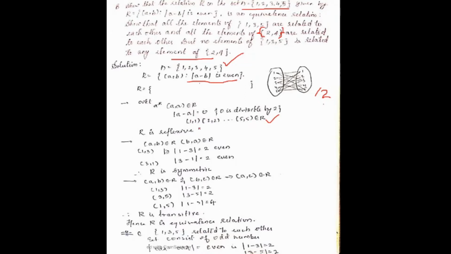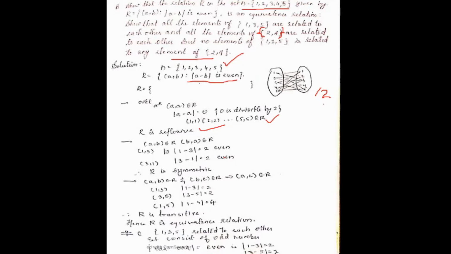Correct? So R is reflexive. Next comes: (A, B) belongs to R and (B, A) belongs to R. So (1, 3): 1 minus 3, mod is 2, this is divisible by 2, so even. (3, 1): 3 minus 1, mod 3 minus 1 is 2 again.